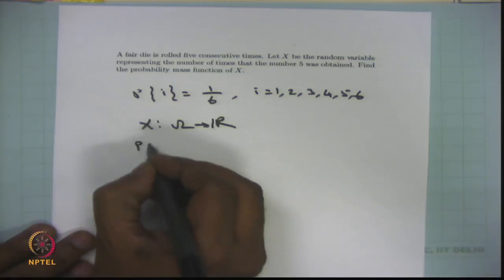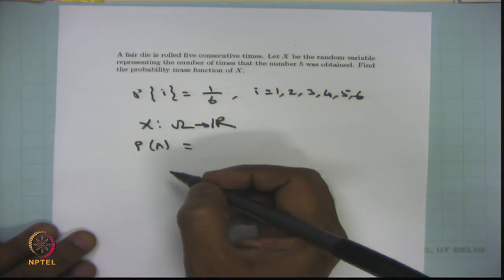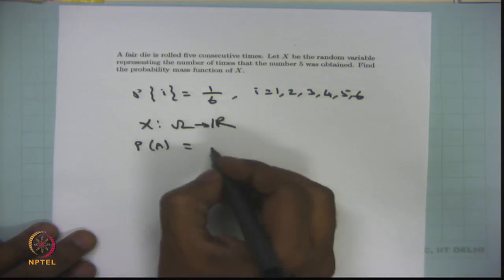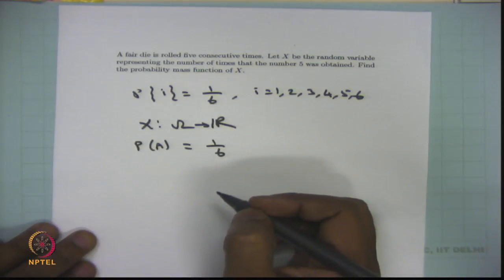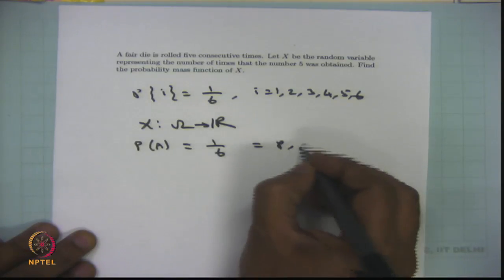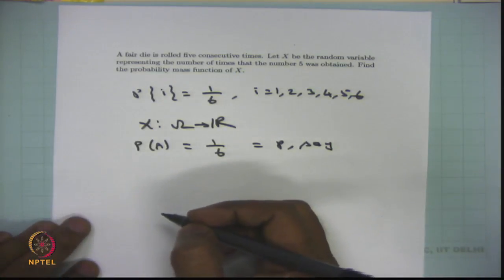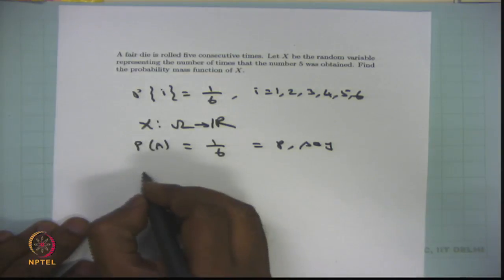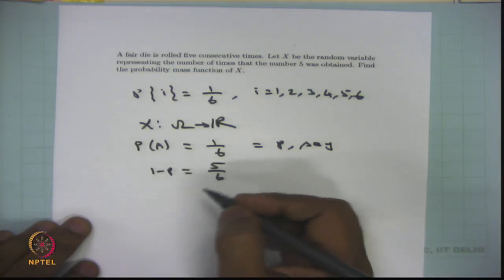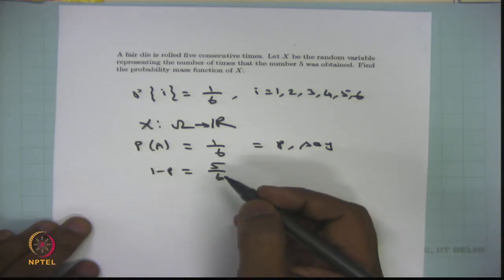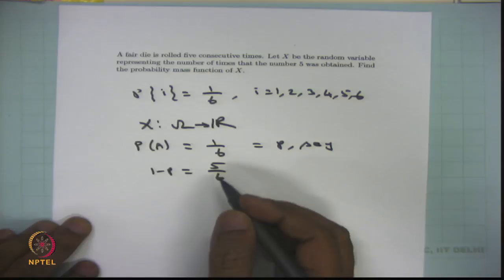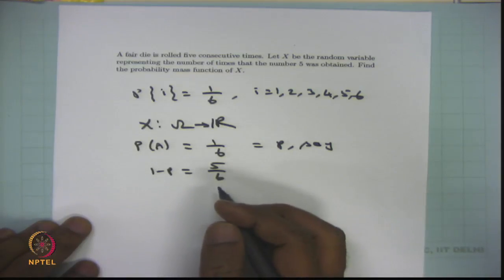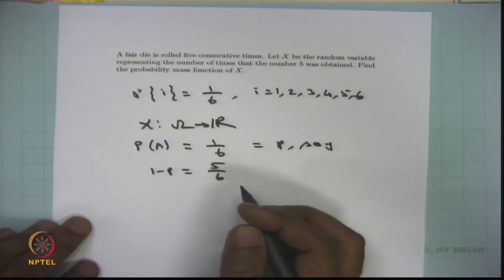You can make an event A, that is, the number 5 was obtained. The probability of event A is 1 by 6. That can be treated as the probability of success for each roll. Like that, we are making 5 independent rolls. That means the probability of success is 1 by 6 and the probability of failure is 5 by 6 in each Bernoulli trial. Here, getting the number 5 with probability 1 by 6 is the success, and not getting the number 5, with probability 5 by 6, is the failure. So, each Bernoulli trial has probability p equal to 1 by 6, and the failure probability is 5 by 6. Like that, we have n independent Bernoulli trials. Here n is 5.